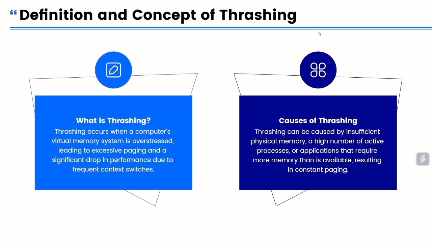What are the causes of thrashing? Thrashing can be caused by insufficient physical memory, a higher number of active processes, or applications that require more memory than is available, resulting in constant paging.